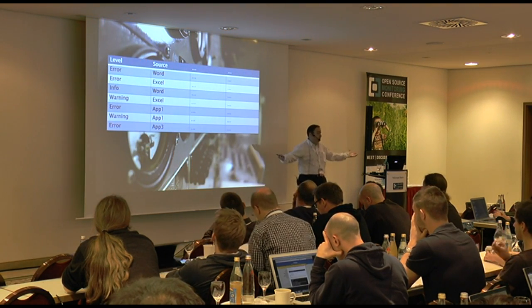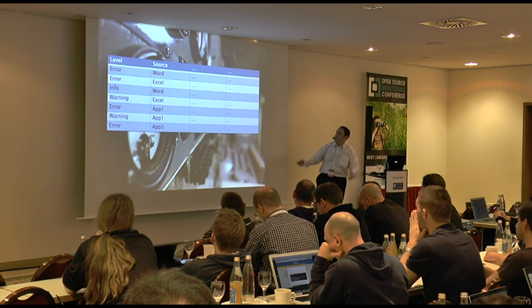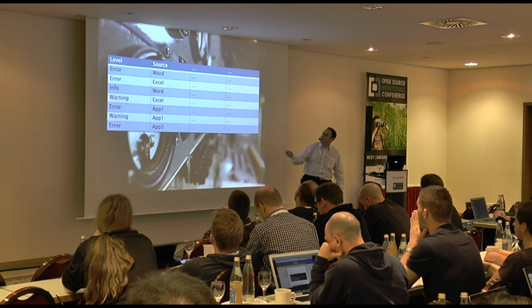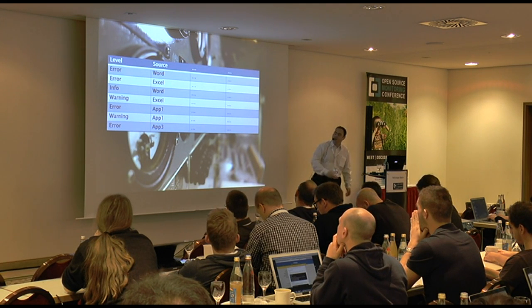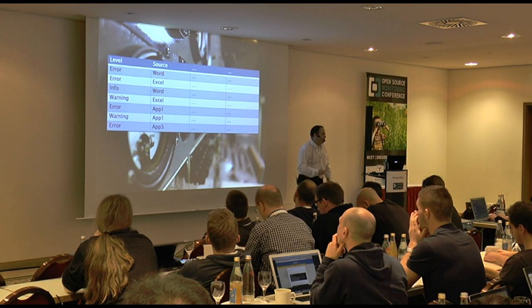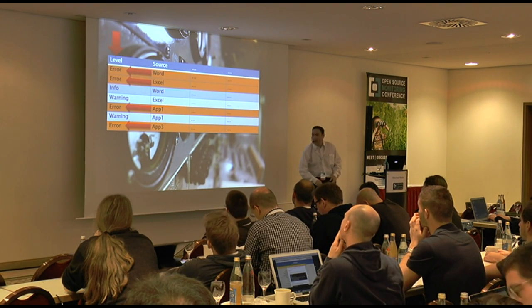Consider a log file of some kind. It could be the event log, it could be a text file, it could be pretty much anything. We have something called level and source. Level is, of course, the type of message, and source is where the message comes from. And we could, for instance, be interested in all errors.